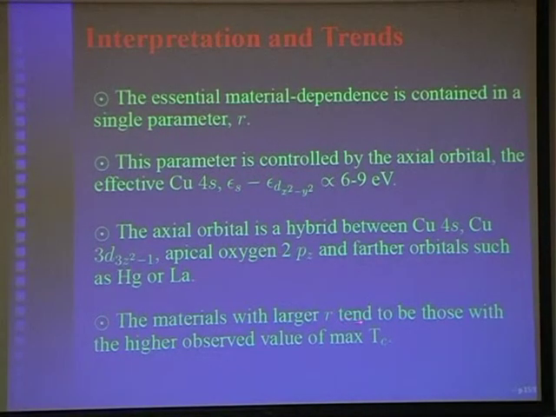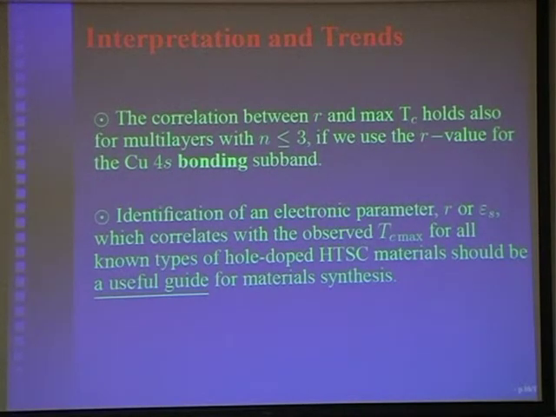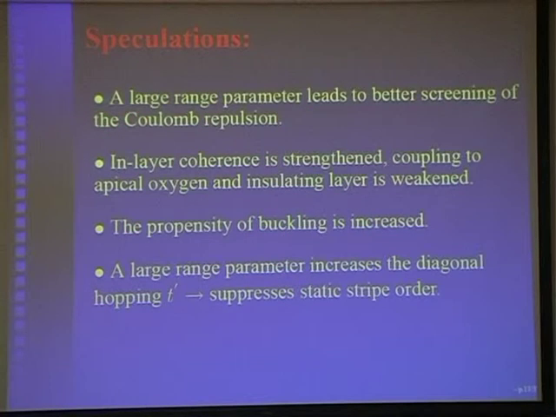And it seems that the materials with larger R value correlate with those with higher observed values of the optimal TC. And it holds good for multi-layers if n is less than or equal to 3. And this should be, we believe, a useful guide for material synthesis. Now, since we didn't calculate those TCs, why is it so? You can have some speculations.